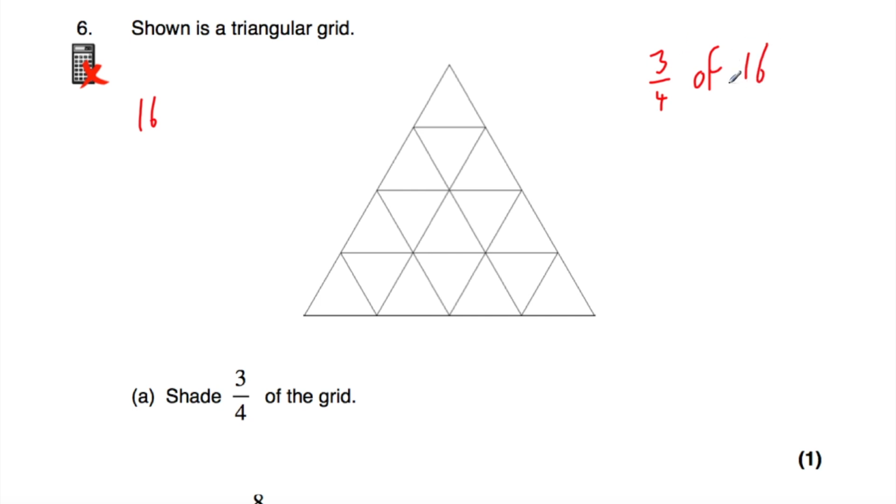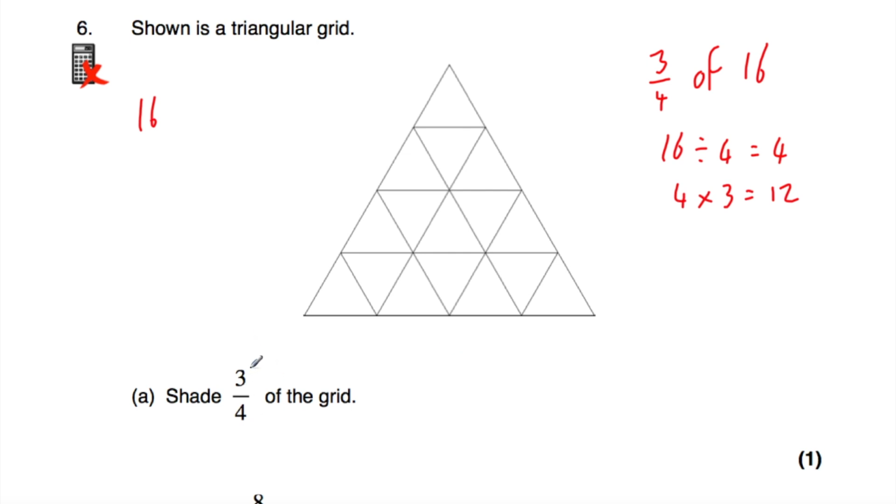So if we want to shade 3/4 of 16, we could work out what 3/4 of 16 is. And to find 3/4 of a number, you divide it by 4 and times it by 3. You divide by the bottom and times by the top. So let's take our 16 and divide it by the bottom. 16 divided by 4 is equal to 4. And then times by the top, 4 times 3. 4 times 3 is equal to 12. So we would want to shade 12 little triangles in. So that's one way we could do that question.